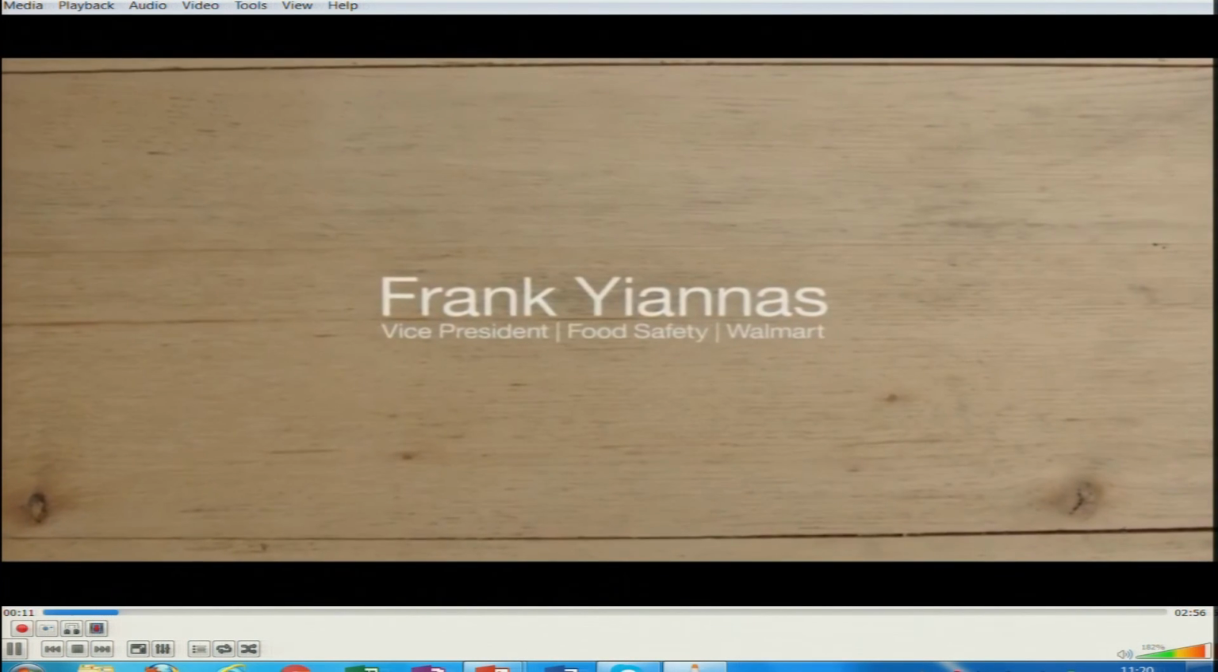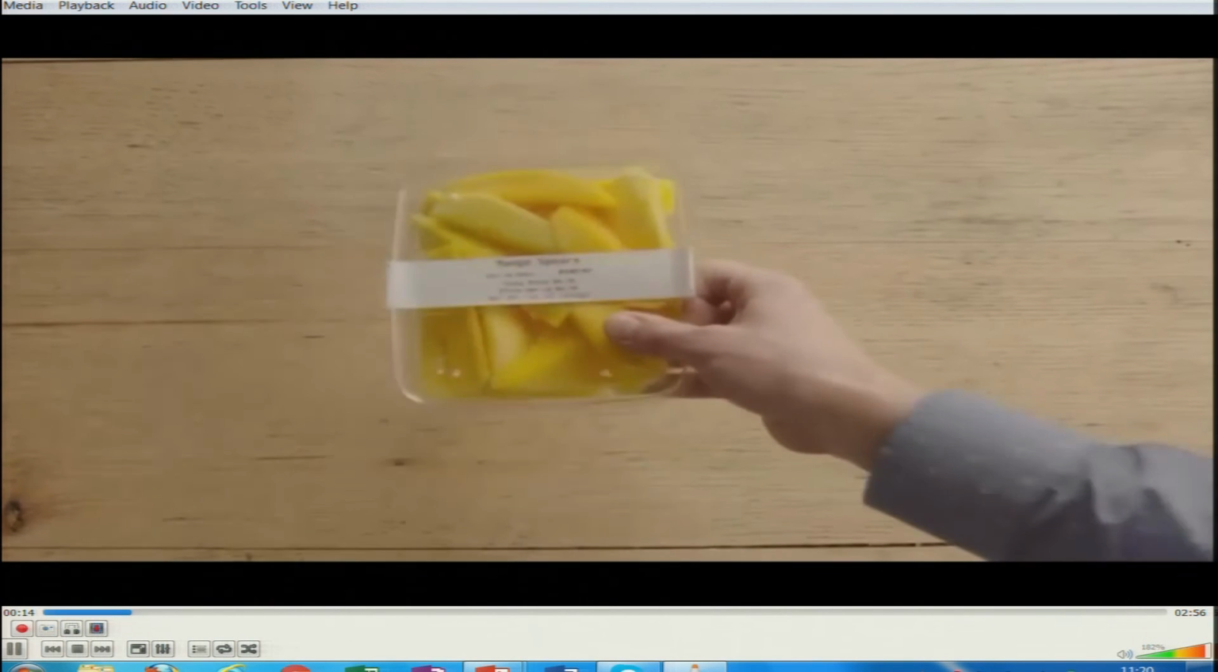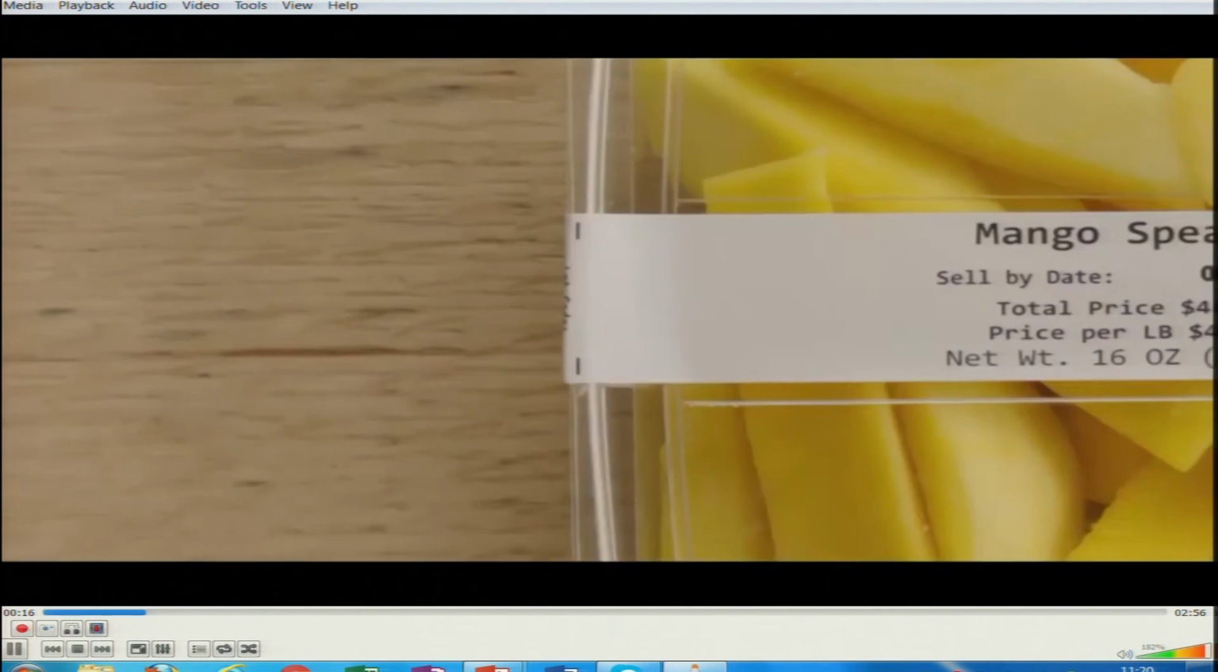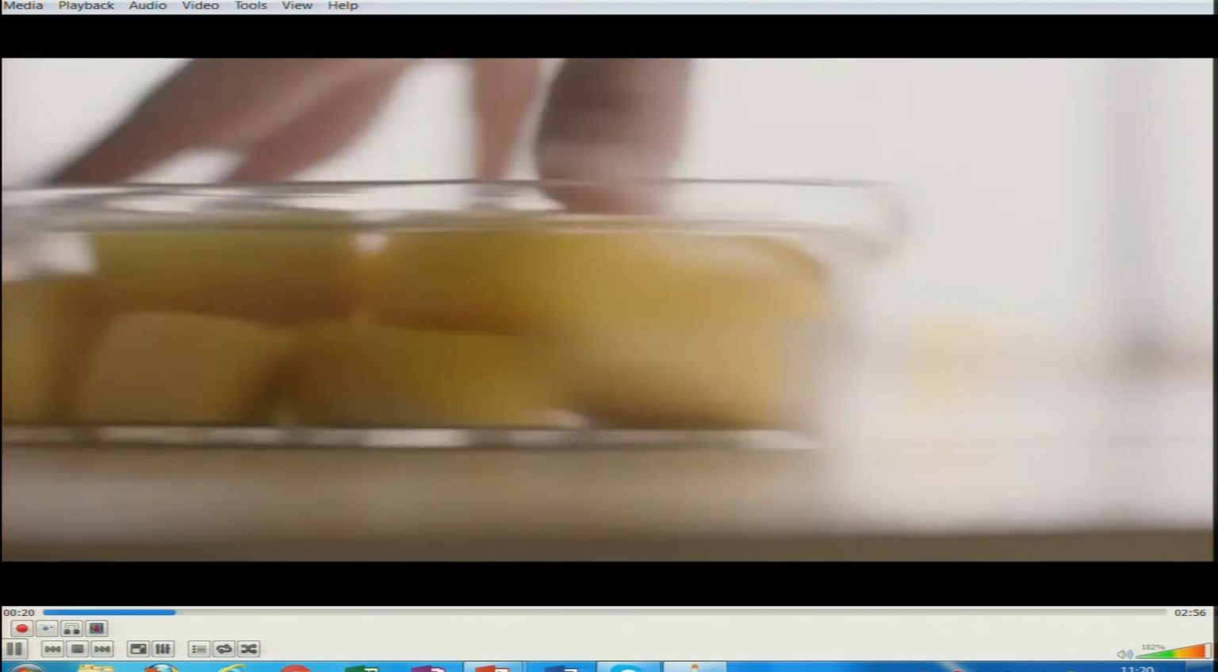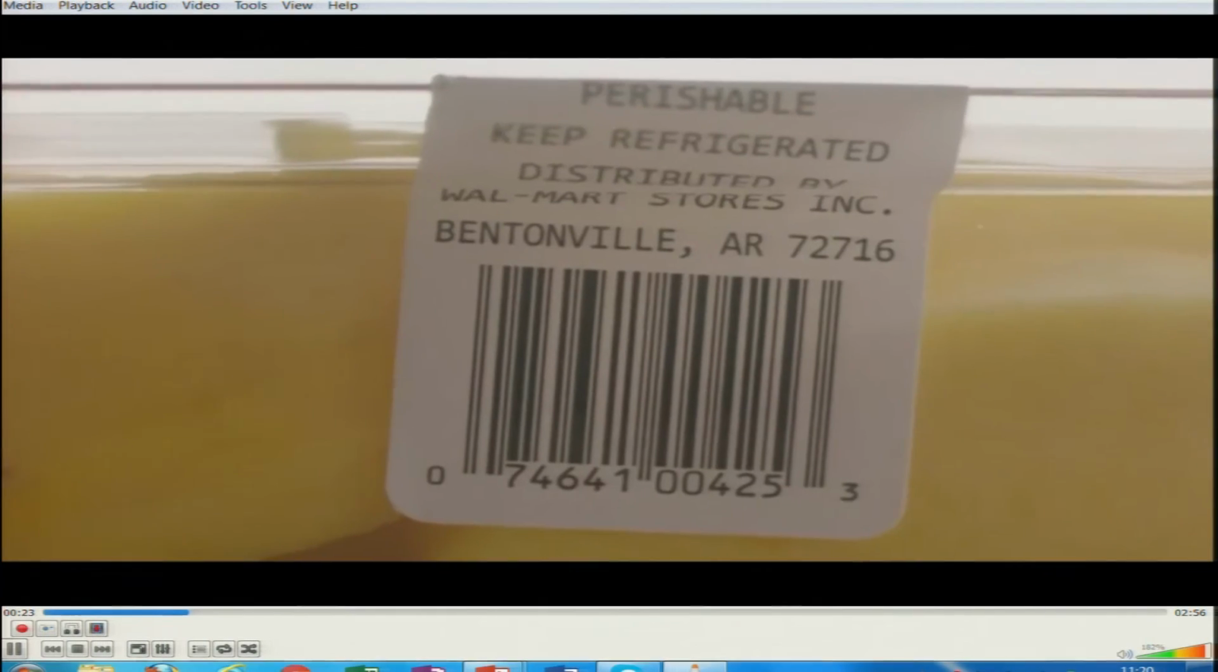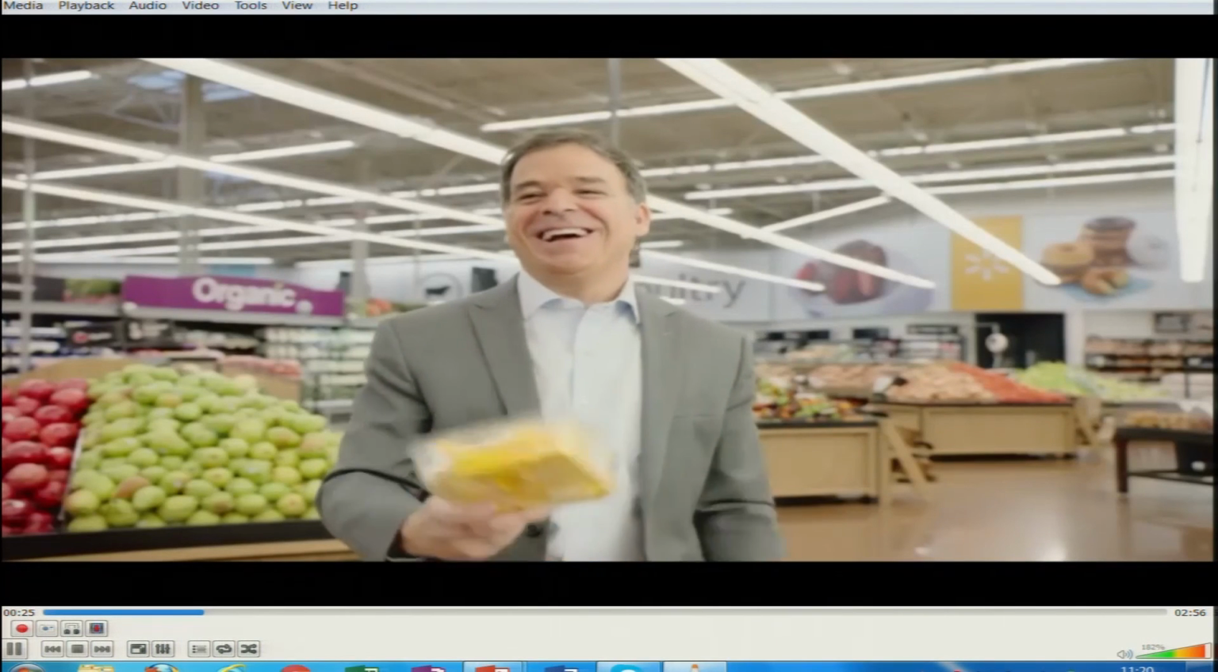Purchased a pack of mangoes. I came into my staff meeting, I put them on the table, and I said, your trace back exercise starts right now. And we timed how long it took them to get the information for each point in the food system all the way back to the farm. And I'm not going to give you the results.